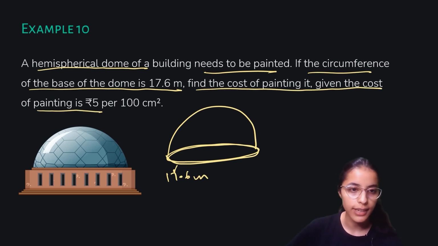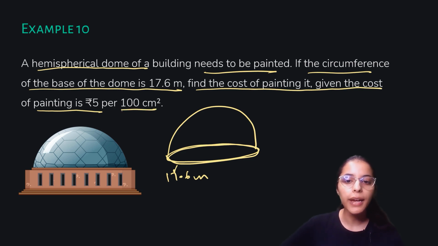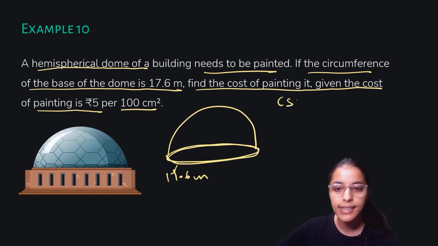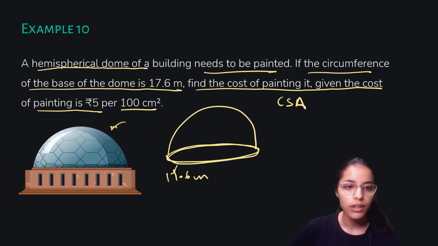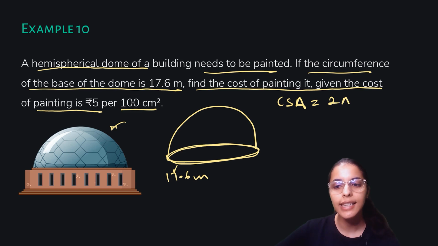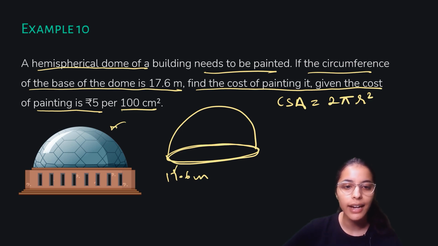Given the cost of painting is 5 rupees per 100 centimeter square. Now the painting is to be done only on the outer walls. That is, we have to find the CSA of this hemispherical dome. So we know the CSA of a hemisphere is 2 pi r square. But we do not know r over here. The information that we are given is that the circumference of the base of the dome is 17.6 meter. So we can find out the radius using this information.